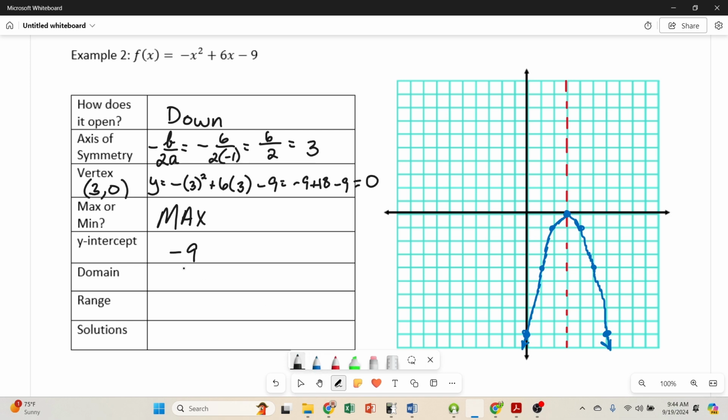So now our domain, always in quadratics, is all real numbers. The range, we're going from 0, excuse me, not from 0. We're coming up from -infinity to 0, or you can say y is less than or equal to 0. And our solutions, we only have one solution here. So our only solution here is 3.